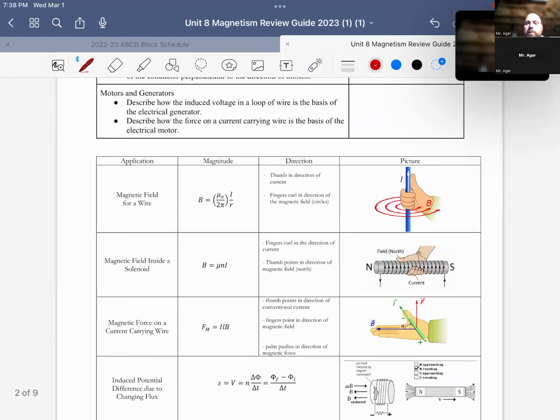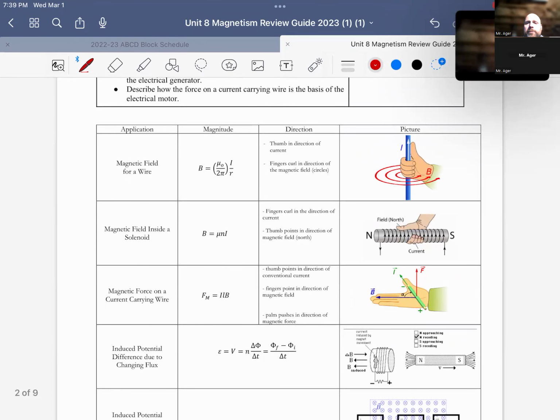Then we get to the 3 right-hand rules. The first one is a field around a wire, where you put your thumb in the direction of the current and then you curl your fingers, and it shows you the direction of the field. You need to know that it's a circle, and that we also could maybe draw this as a dot on this side and X's on this side, because it's going into the page here and coming out of the page here. So we just took a cross section there. That's the first right-hand rule, for the magnetic field on a wire.